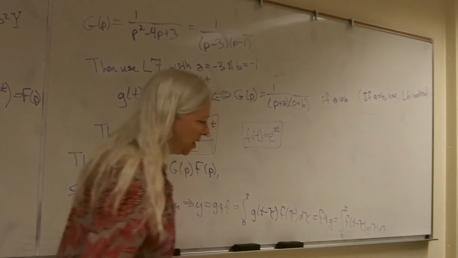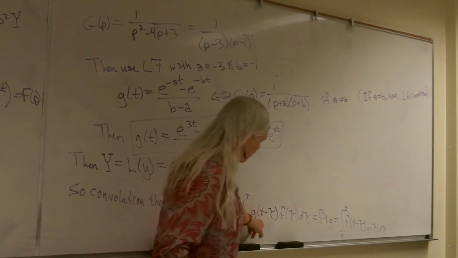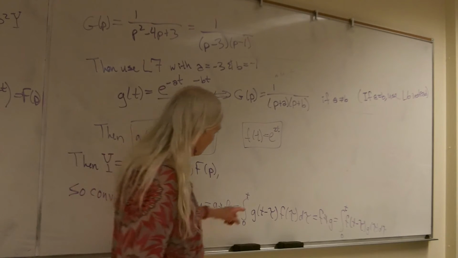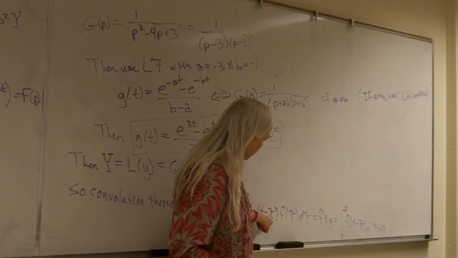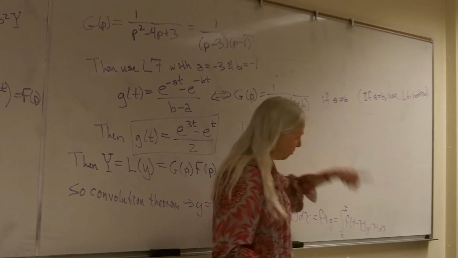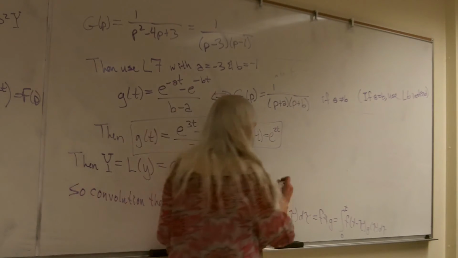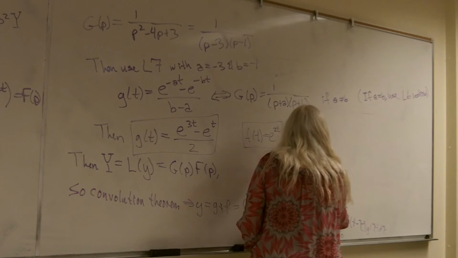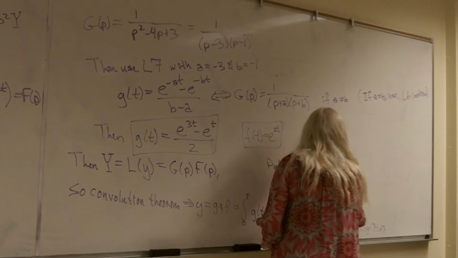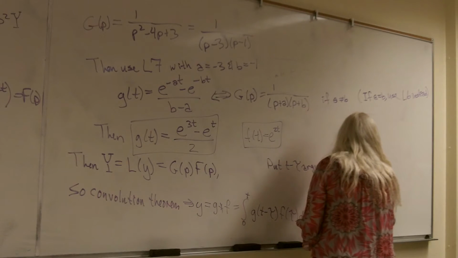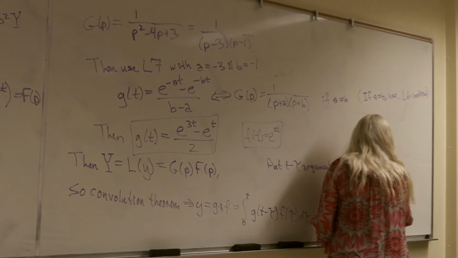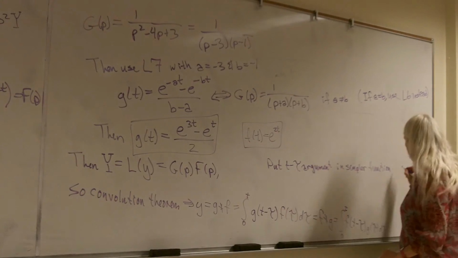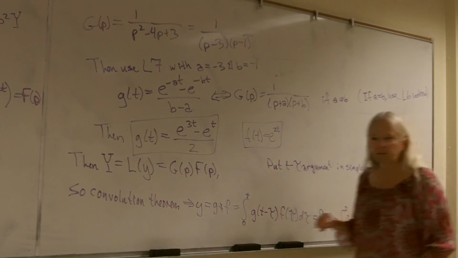So what we said before is since these two are equal to each other, the t minus tau can be arguments of either function, f or g, and then tau is the argument of the other one. And we said that we want to put the t minus tau argument in the simpler function, because that'll make it easier to do the convolution integral. And the simpler function between this one and this one is obviously our f. Right?